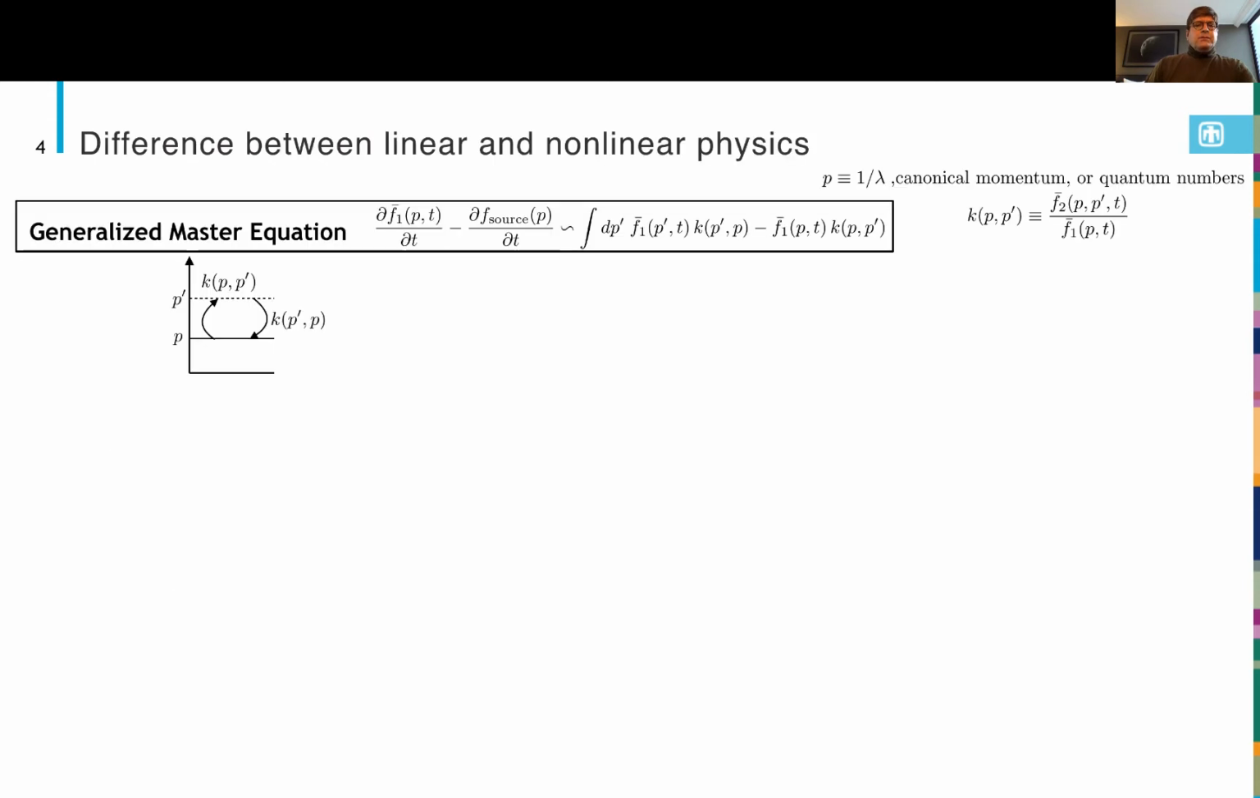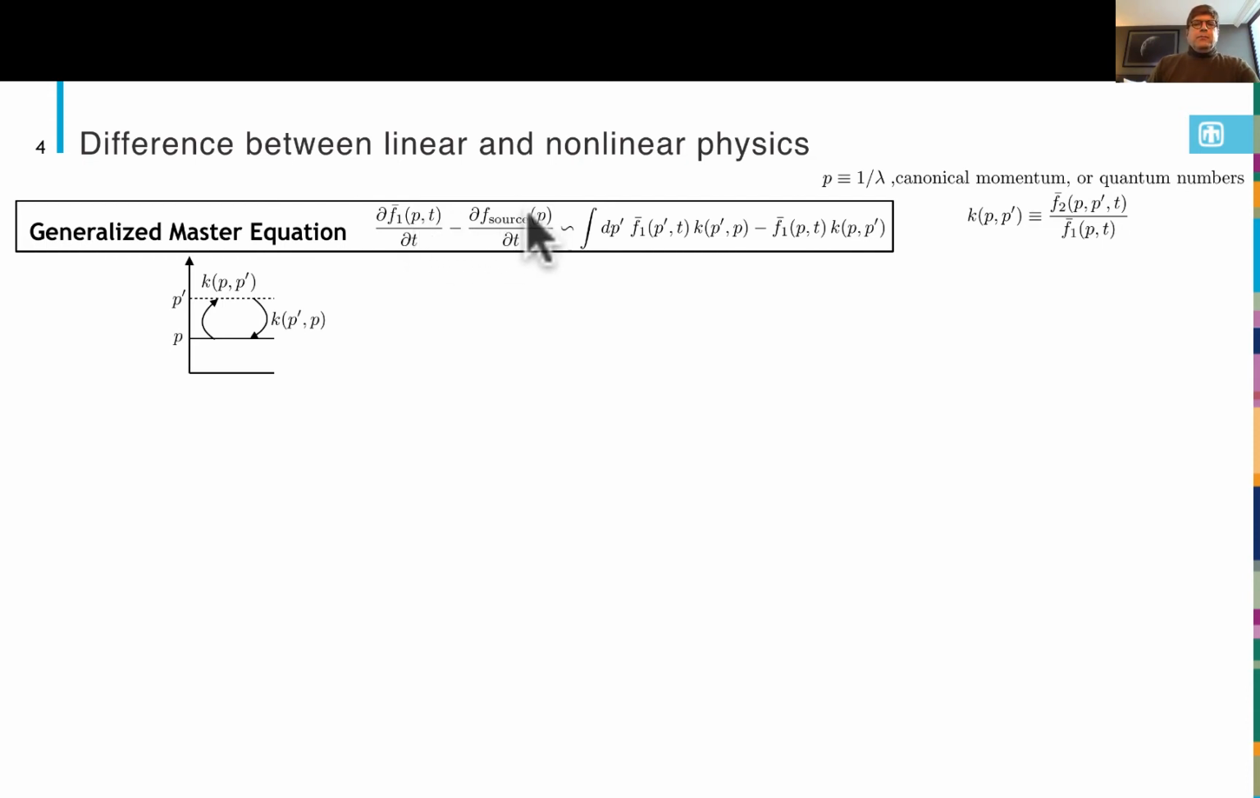Okay, now let's take a look at the perspective on nonlinear dynamics in terms of a generalized master equation. In this case, you can see that the one-particle distribution function is a function of p, where p can be 1 over a scale, a canonical momentum, an action, an energy, or the quantum numbers of a field theory or quantum system.